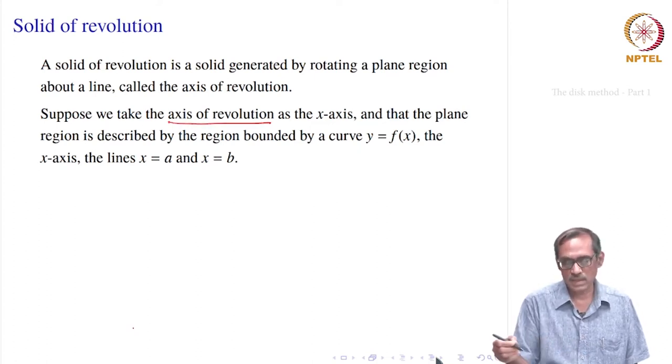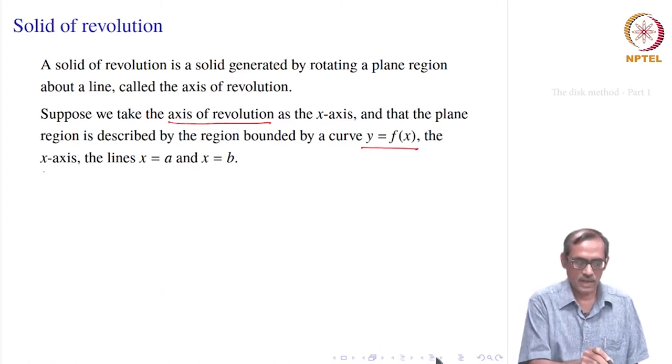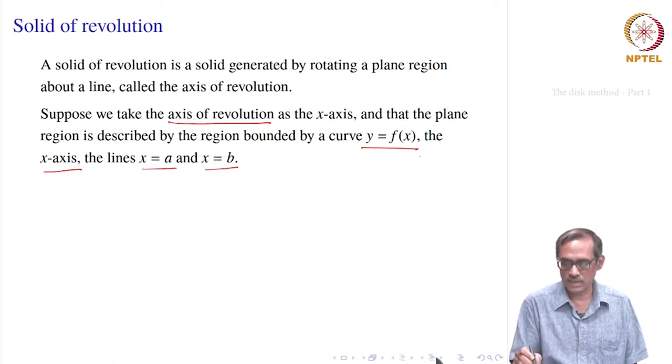Now, to make it convenient, let us take that axis of revolution, that straight line, as our x axis in the plane, with a perpendicular y axis also in the plane. Suppose the region is bounded by a curve y equal to f of x, the x axis, and the lines x equal to a and x equal to b. So, we are taking a very particular case. We will come to a slightly more general case later. So, you have the axis of revolution, a curve y equal to f of x, a line x equal to a, and a line x equal to b, and now you are revolving it around this line. You would get some solid of this kind.